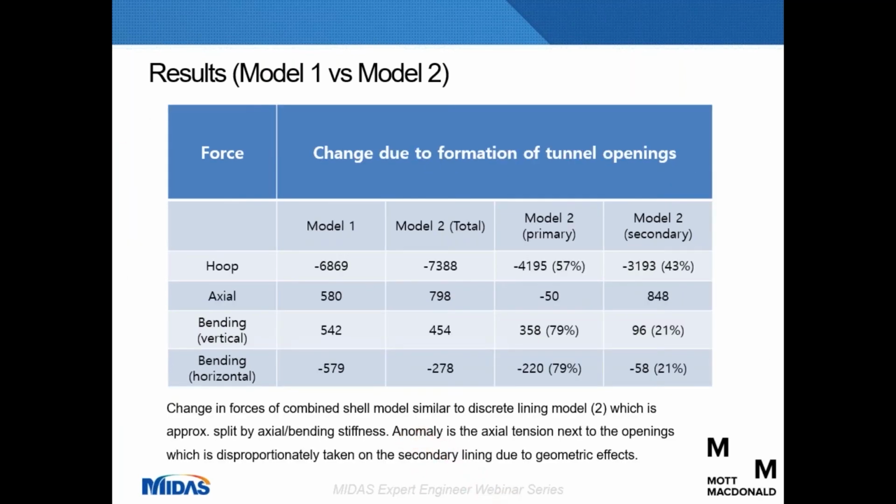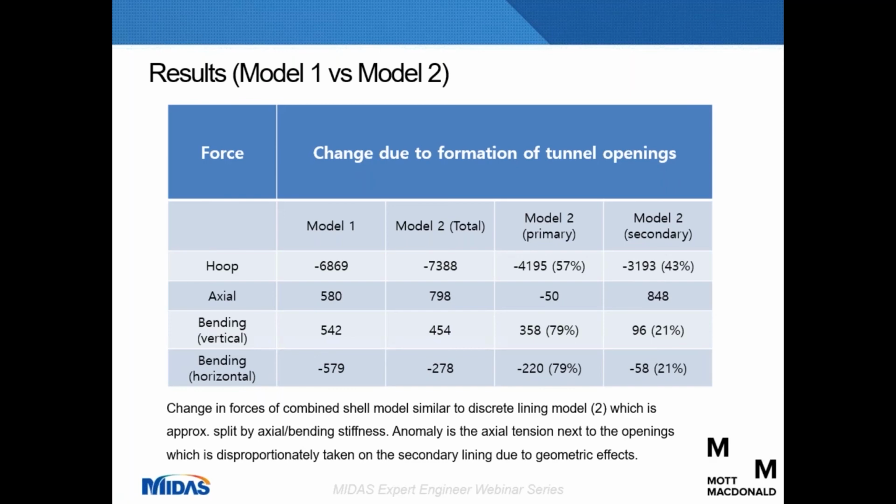So this shows how the forces actually change as the opening is formed. So in Model 2, the hoop forces are shared between the primary and secondary lining in a ratio very similar to their axial stiffnesses. So the D wall's 1 meter and the secondary lining is 650 millimeters. Whereas the vertical bending is shared similar to the ratio of bending stiffnesses, which is what I would expect.